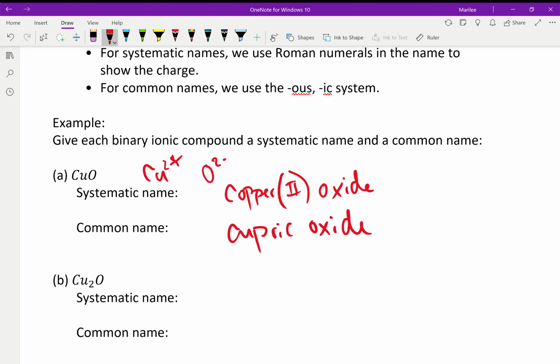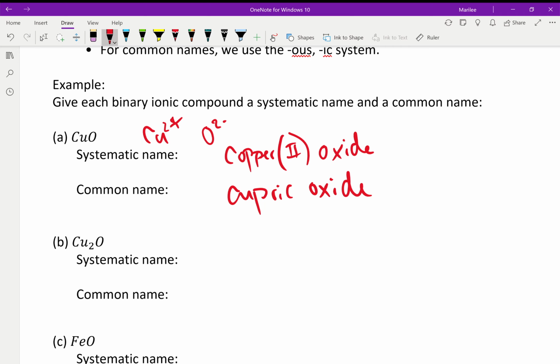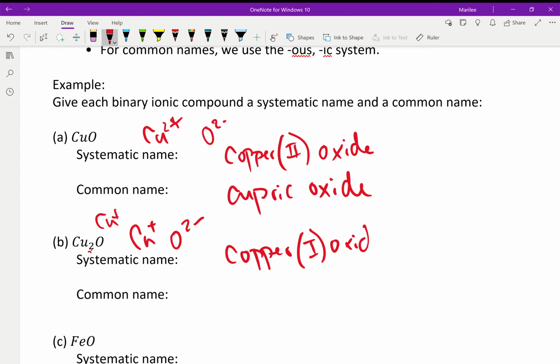Now for Cu2O, for our next example, so oxygen is still 2 minus, right? So now we have 2 coppers, therefore each one has to have 1 charge, so it's Cu plus, just 1, because we have 2 of these. So technically we have Cu plus, and then O2 minus. So the systematic name for this is copper 1 oxide. And the common name would be cuprous oxide.